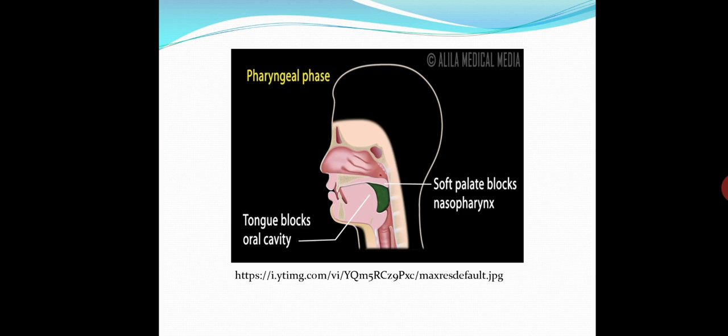The next stage is the pharyngeal stage. This stage shows involuntary, complex, closely coordinated movements in the pharynx that push the bolus into the esophagus. This phase lasts for 1 to 2 seconds only. This starts with the stimulation of tactile receptors in the oropharynx. Swallow reflex is initiated. Soft palate lifts to cut off nasal airways.